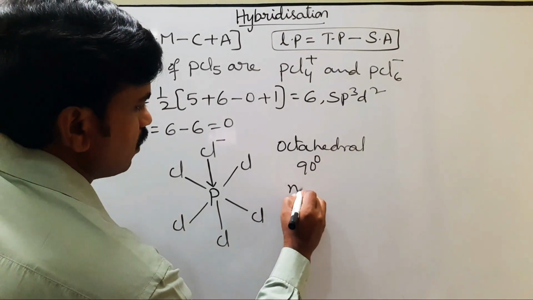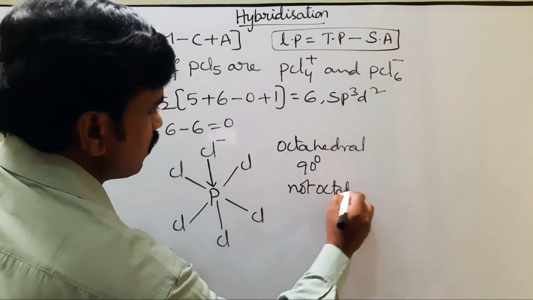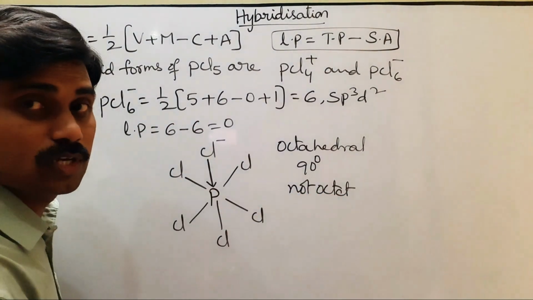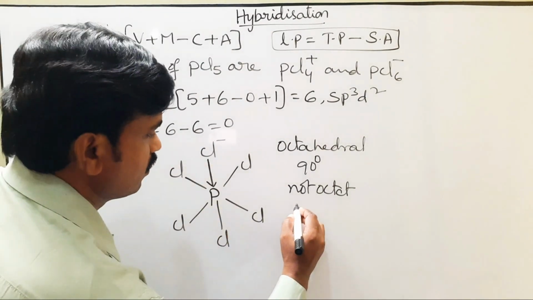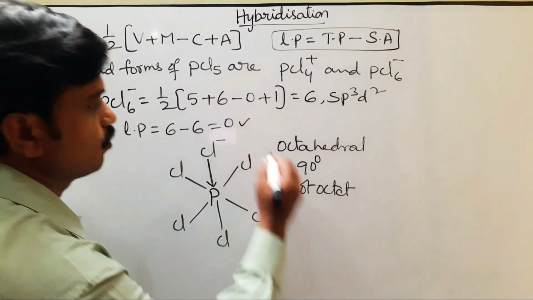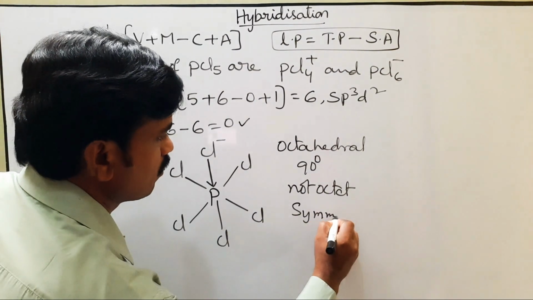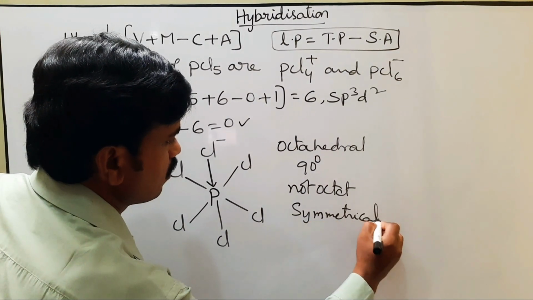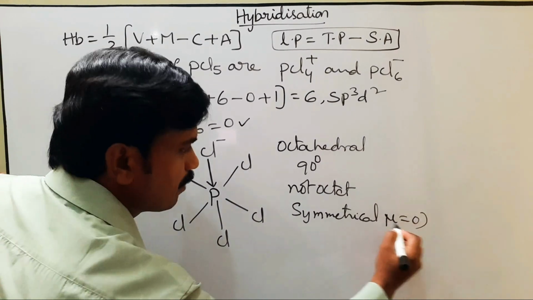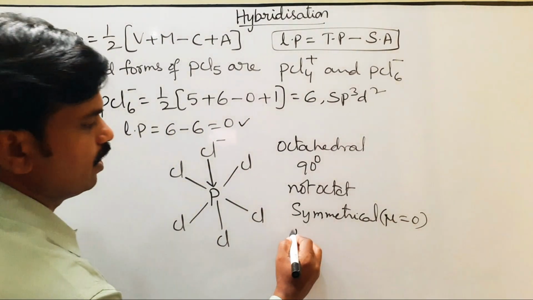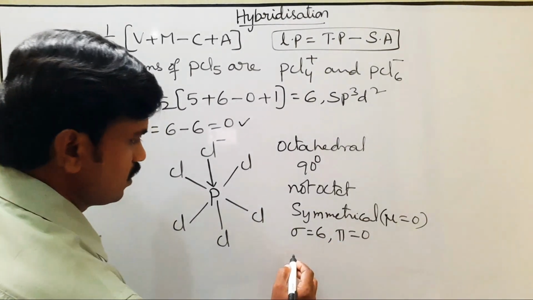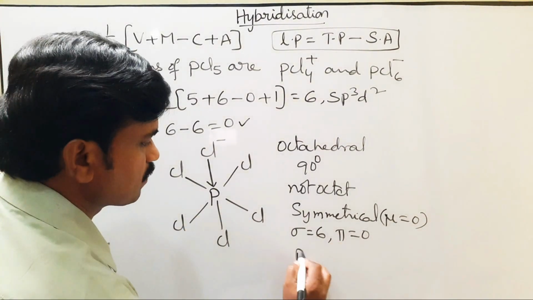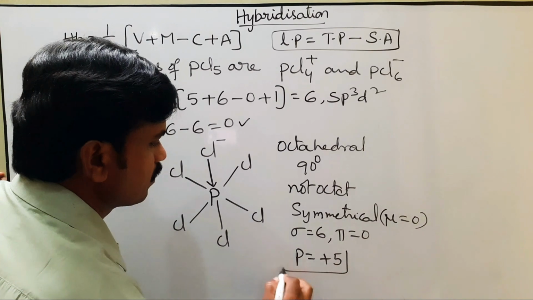It is not octet because it has 6 pairs, that is 12 electrons around the central atom phosphorus. That's why it is not an octet molecule. And it is a symmetrical molecule because there are no lone pairs. For symmetrical molecules, dipole moment mu equals 0. And this molecule has 6 sigma bonds and 0 pi bonds. Now the oxidation state of the central atom phosphorus is plus 5.